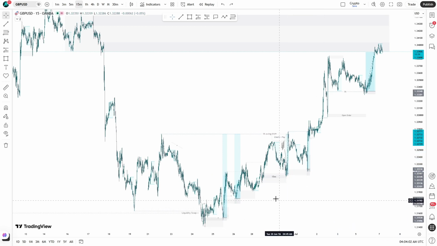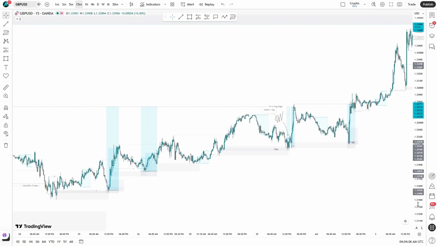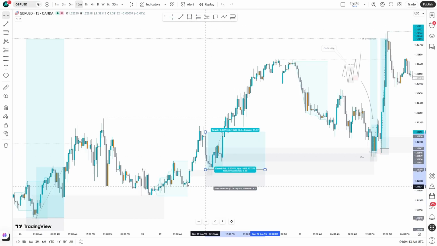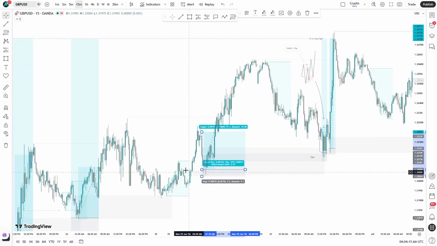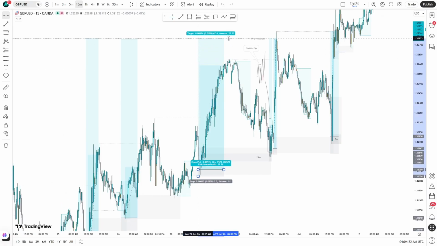So there's also another point of interest for this one. Assuming we took that, it still gives us a good risk to reward ratio. That's this particular one here, the inside bar one. So assuming we took that, it gives us a total of 1:20.